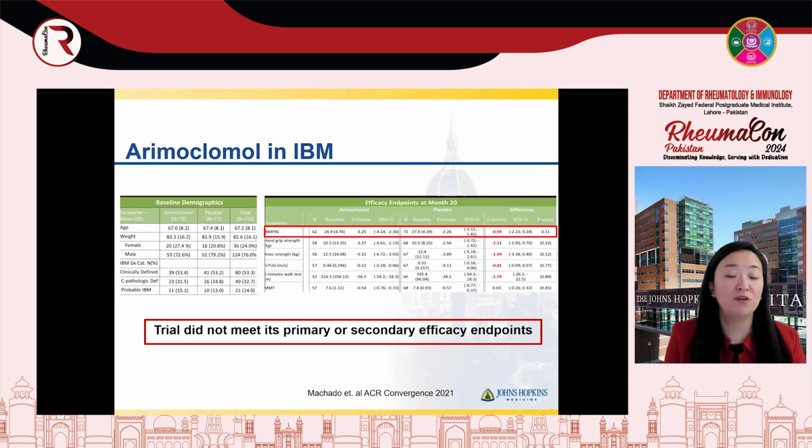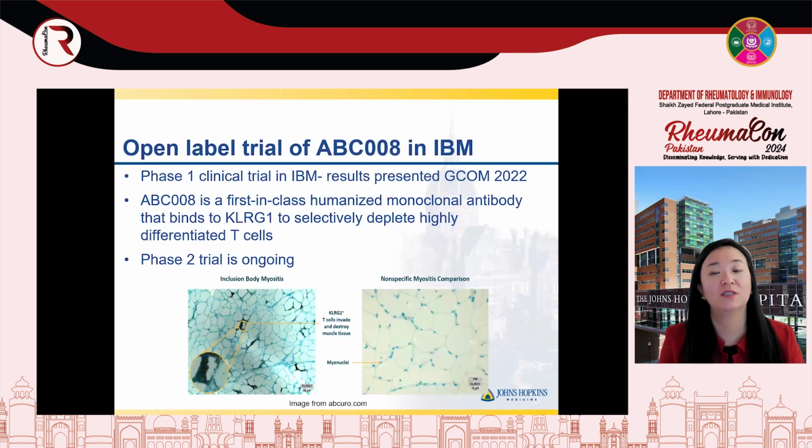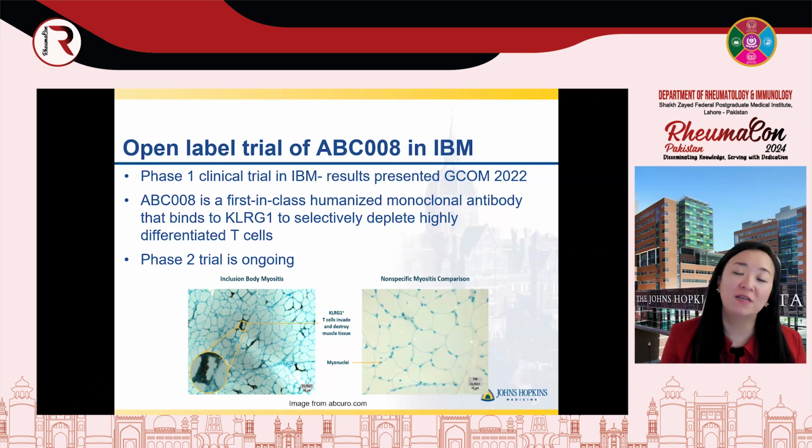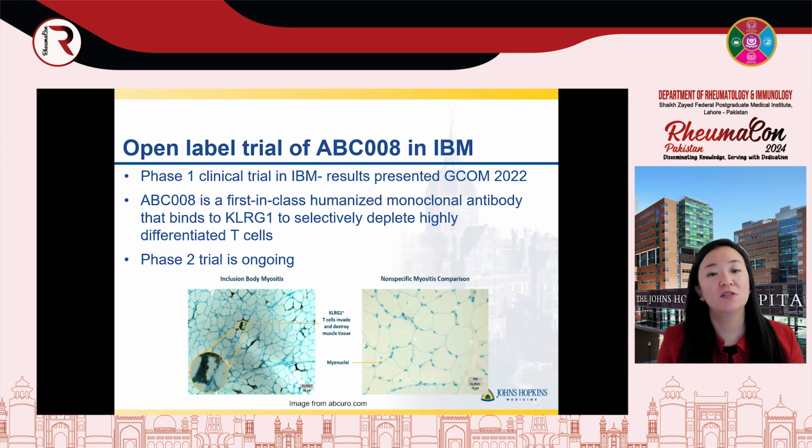And I think patients also appreciate that we are trying to eventually, hopefully, get some type of treatment for our patients. So unfortunately, the arimoclomol study was a negative study, but currently there is a lot of excitement. An ongoing trial right now is this exciting data that was presented at our Global Conference of Myositis in 2022. ABC008 is a first-in-class humanized monoclonal antibody that binds to KLRG1. And the company that makes it is Abcuro.